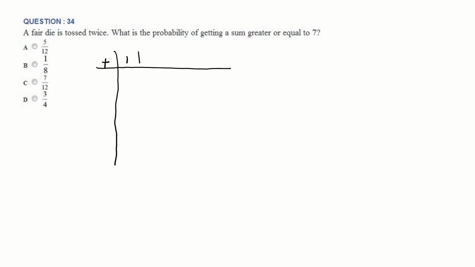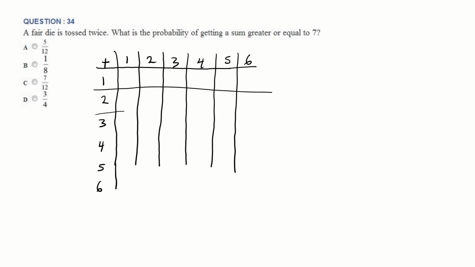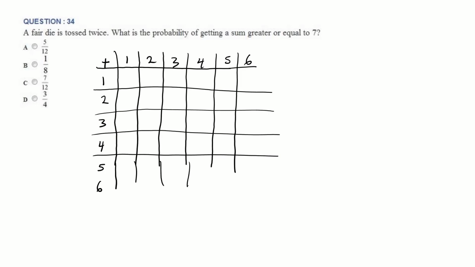So this is 1, 2, 3, 4, 5, and 6. So the same way we have 1, 2, 3, 4, 5, and 6. So let's try to fill in this table. If you are given addition, if you have 1 and 1, this is going to be 2. This is 3, 4. 4 plus 1 is 5. 5 plus 1 is 6, and 6 plus 1 is 7. Here we also have 2 plus 1 is 3, 4, 5, 6, 7, 8.